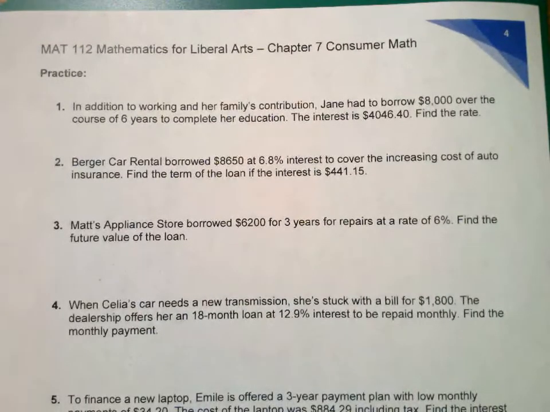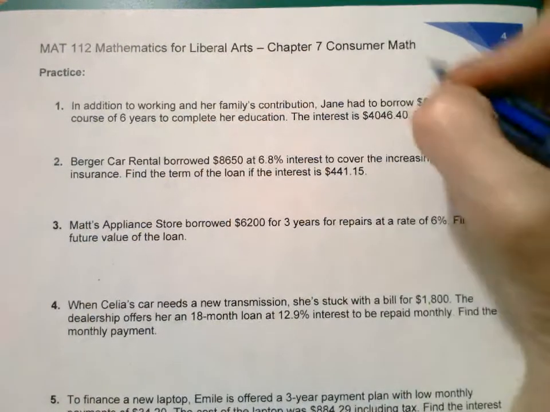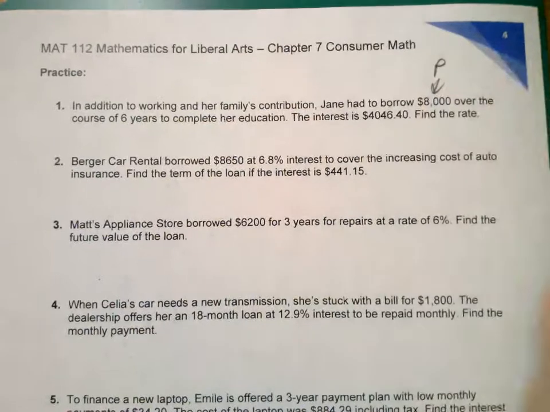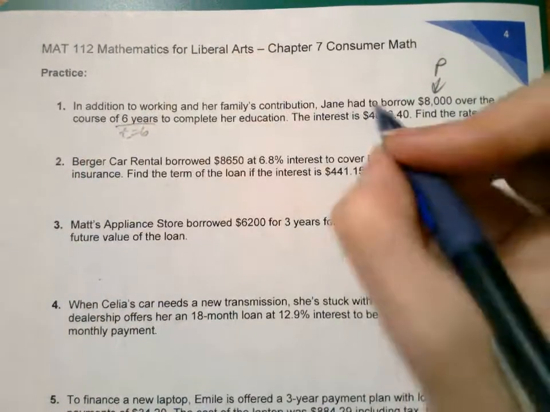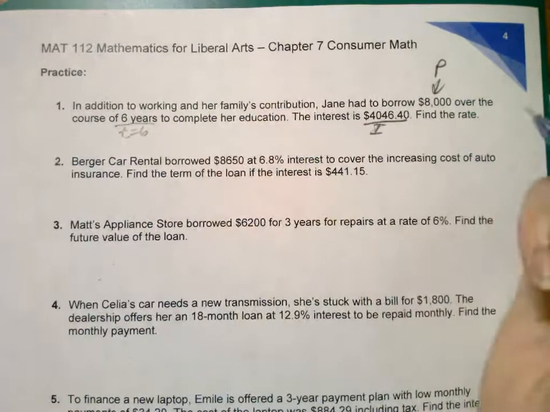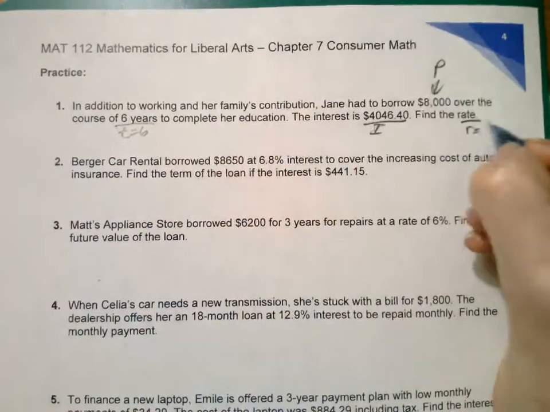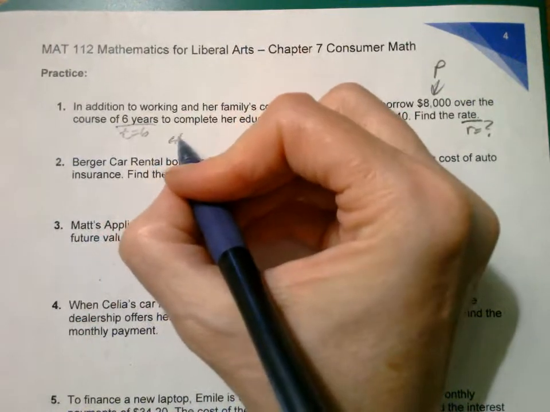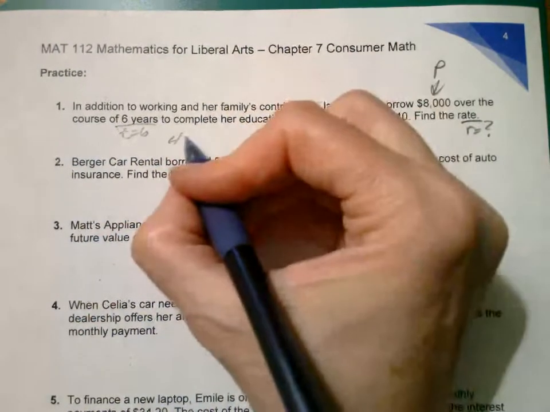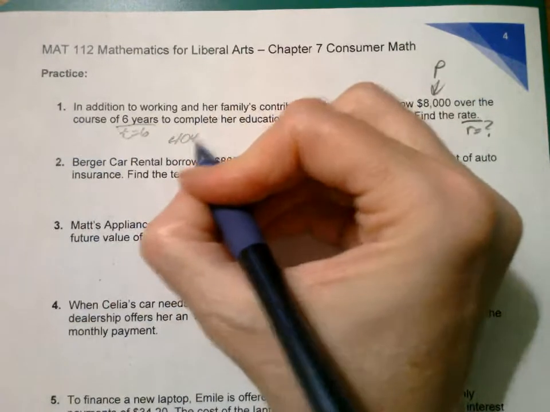All right, in addition to working and her family's contribution, Jane had to borrow $8,000 over the course of 6 years to complete her education. The interest is, the I is, find the rate. So the rate is missing. The interest is a lot, so she must have borrowed a lot.